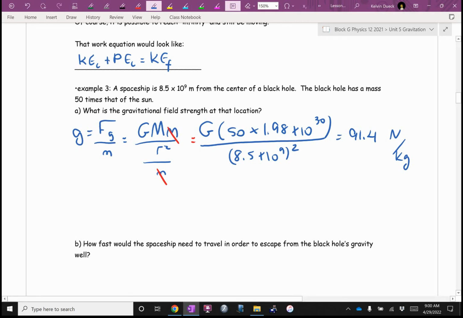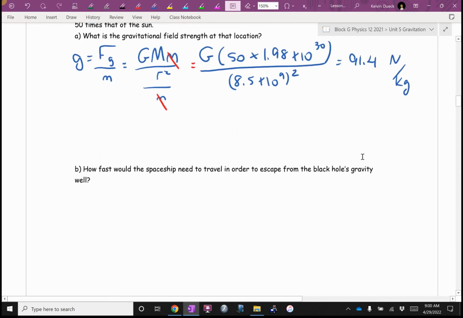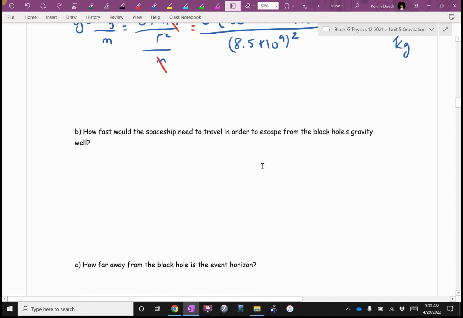Amrit, we're good? Okay. Amrit, what's part B want me to find? Speed. What kind of a speed? Oh, escape speed, escape velocity. Okay, you may have memorized it, but let's rederive it just in case we blank out on a test. How did we find escape velocity?